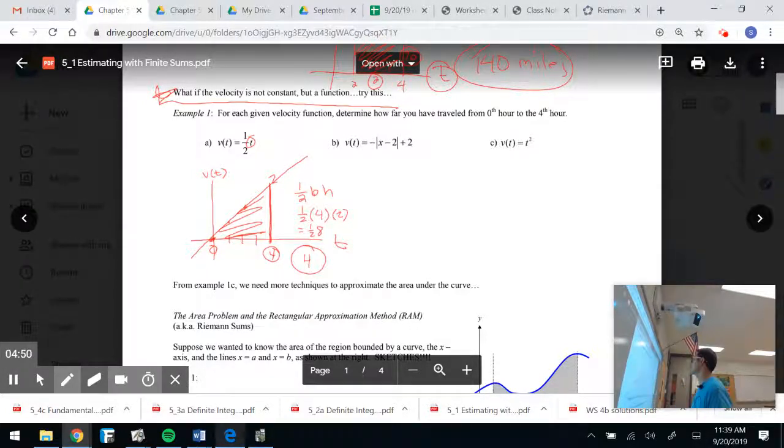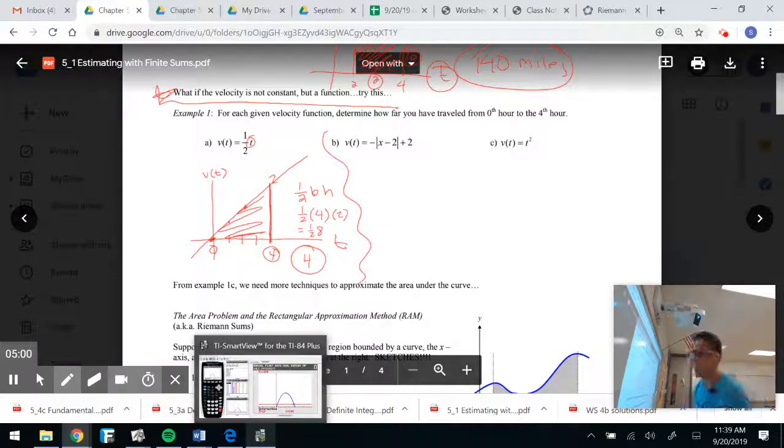So 4 was the total distance traveled, right? We had hours. We weren't really given miles. Could have been feet, right, class? So it all depends on what we were talking about in terms of units. But you should always be thinking about units. All right, here we go.